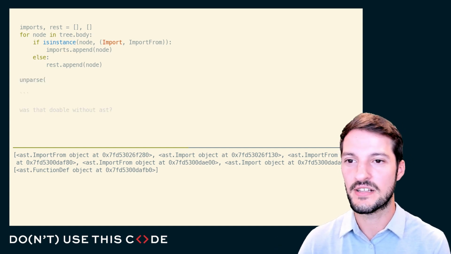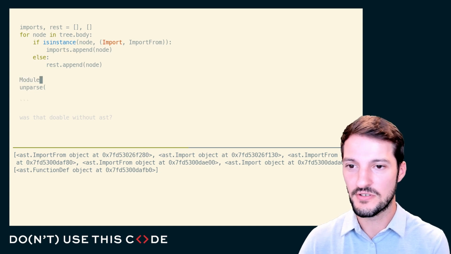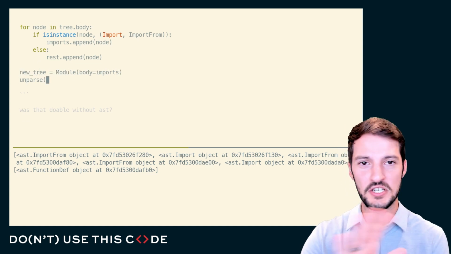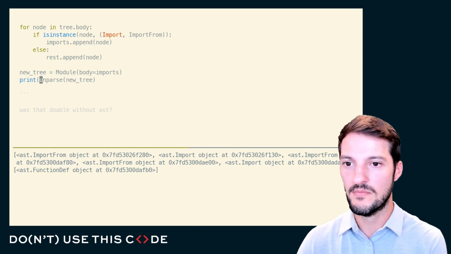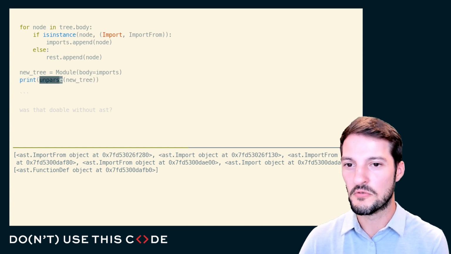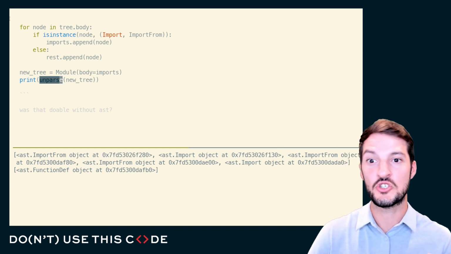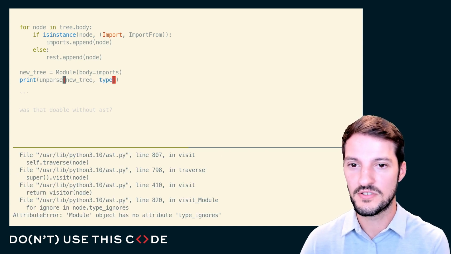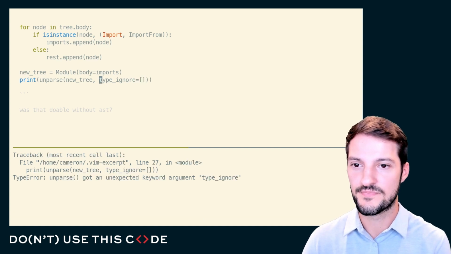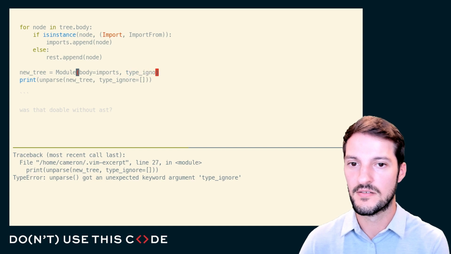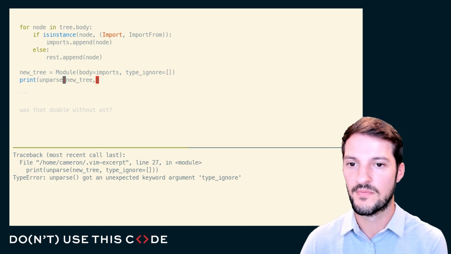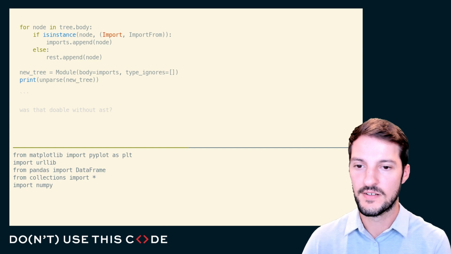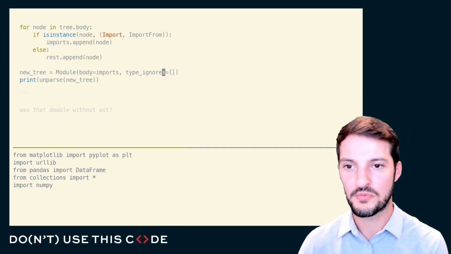Well, I can lean on something like unparse, and I can store it into a new module. So let's go ahead and check this out. Make a new tree whose body is just the imports for now. And all unparse does is it will traverse the tree that you're working with, and it'll actually turn each of the nodes back into human readable source code. And I see here there's something called type ignores. Just pass that as an empty list. That should be up here. All right, type ignores with an S there. And there we go. Those are just my imports. I've completely removed the body.